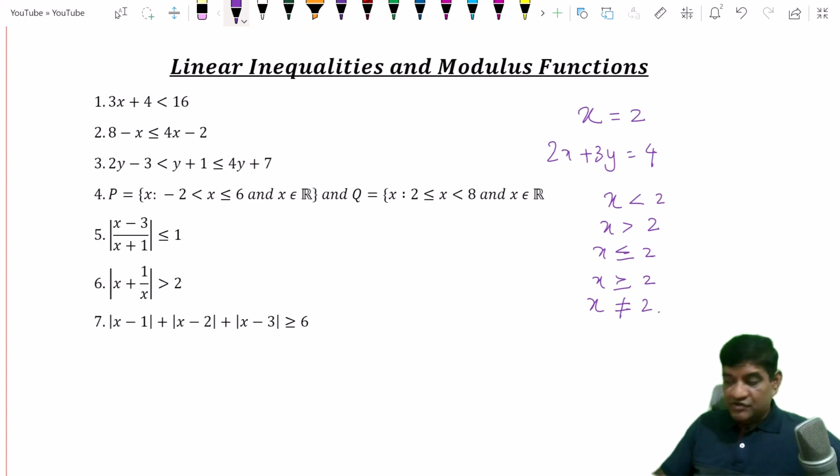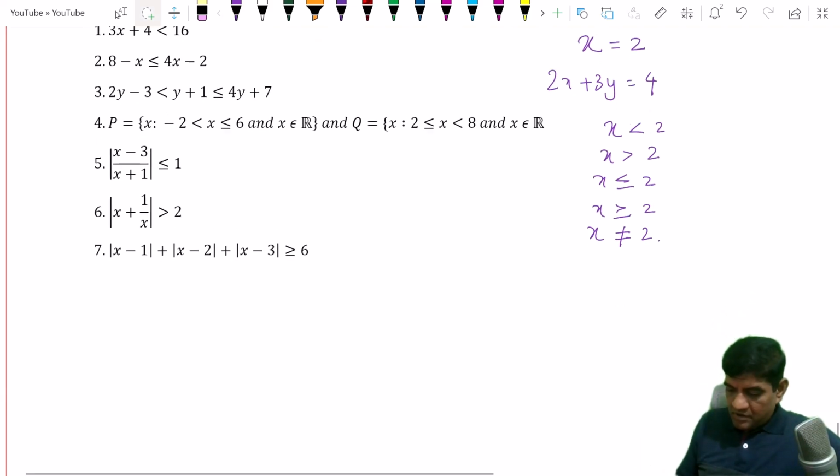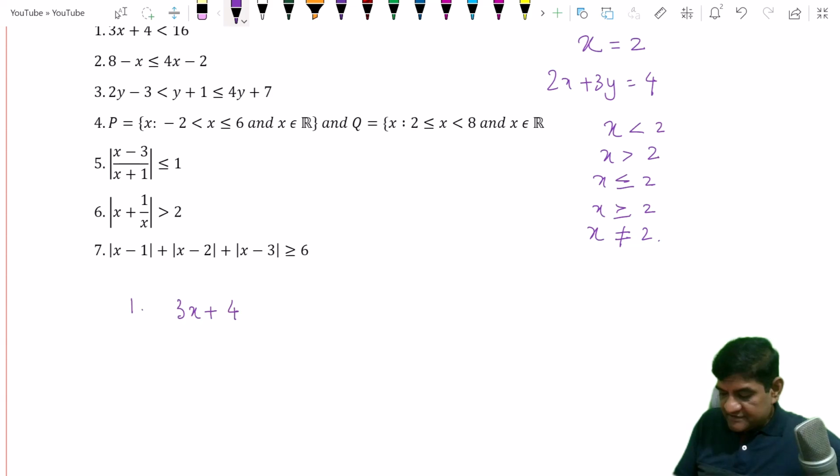Let's look at the first question here right away. So the first question says 3x plus 4 is less than 16. Well, this question is a very simple question. You solve it as how you solve an inequation. So here you'll have 3x is less than 12, which means x is less than 4.